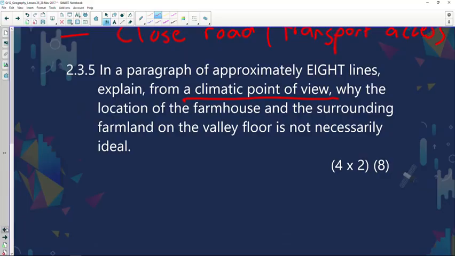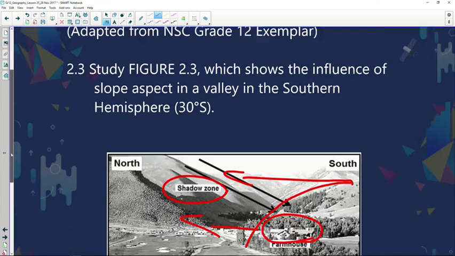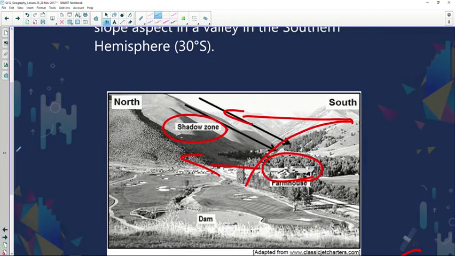So we're busy discussing the paragraph question 2.3.5, and the question states we need to look from a climatic point of view. Why is the location of the farmhouse not really ideal? Now let's just go back to our diagram. If you look at the farmhouse, you can see it's basically based in a valley. There's the dam situated over there, and the farmhouse is situated down the bottom of the valley. Now, why from a climatic point of view is this not the correct location?